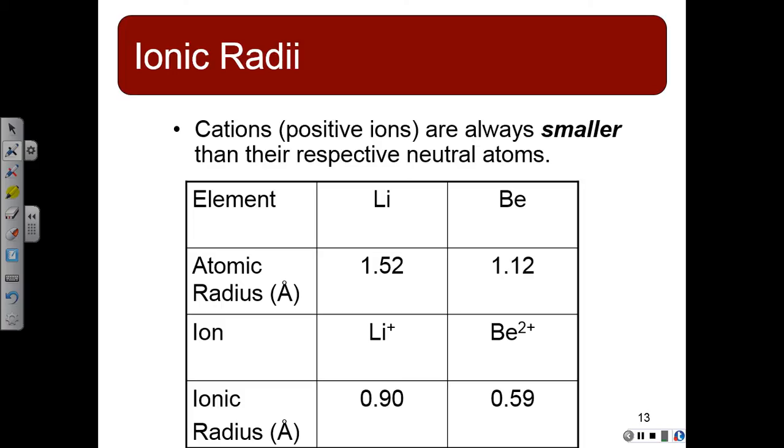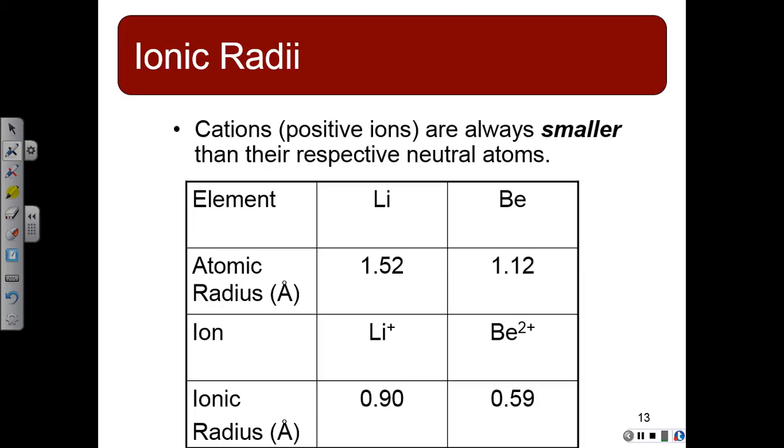If we look here, here's the atomic radius. This is in angstroms, that's just the unit for length. Lithium has 1.52 as its radius, and then here's its ion form. Lithium's in group 1, so that makes sense. It forms a +1 charge and loses 1 electron. Its radius is now 0.90, so it's smaller compared to the neutral form.